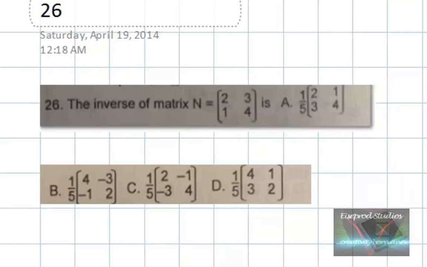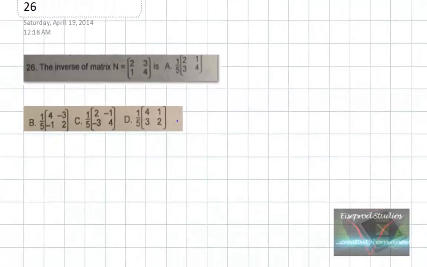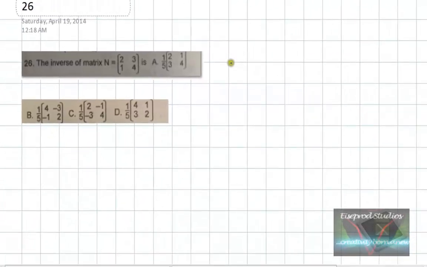Question 26 wants us to find the inverse matrix of n when n equals 2, 1, 4. And it gives us a few options. So, how do we find the inverse of a matrix? There's a certain process that we want to follow. And so basically, the inverse of a matrix, so we'll say n to the negative 1 power, because this is how you write the inverse of a matrix, is going to be equal to 1 over the determinant of n times a slightly modified matrix.